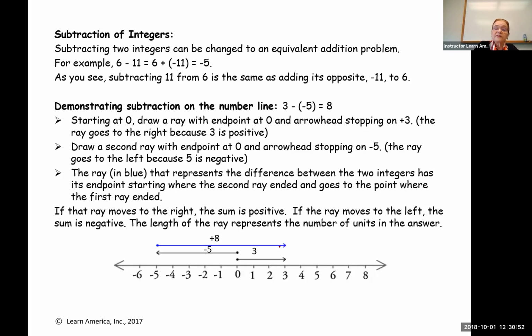So if the ray moves to the right, the sum is positive. If the ray moves to the left, the sum is negative, and the length of the ray represents the number of units in the answer.